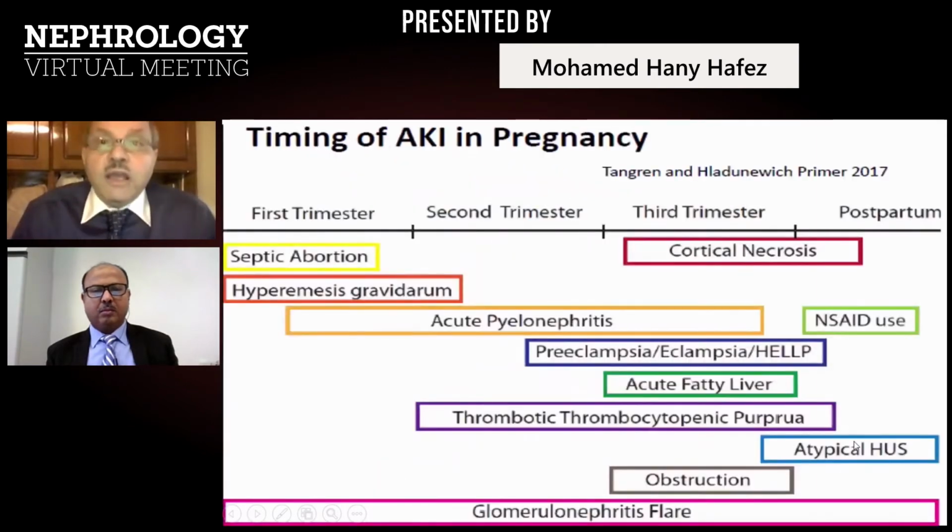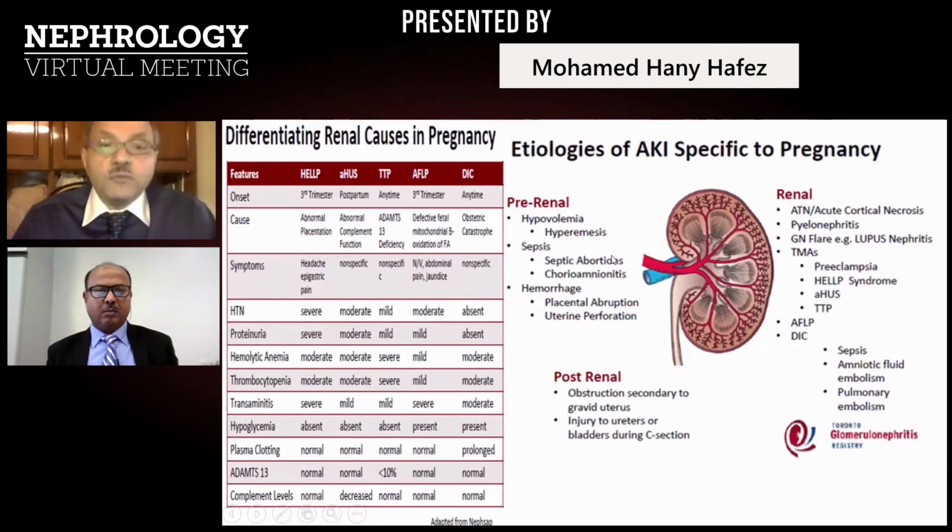And the timing of AKI in pregnancy is crucial in knowing the etiology. So in the first trimester, we have septic abortion and hyperemesis gravidarum, with acute pyelonephritis going from the second trimester, TTP, and the third trimester is associated, as you know, with preeclampsia, eclampsia, acute fatty liver, cortical necrosis, and obstruction, etc. And this, of course, is the table to differentiate between these causes. All of you are familiar with it in textbooks, but it is important to stress that in our developing countries, pregnancy is still an important cause.